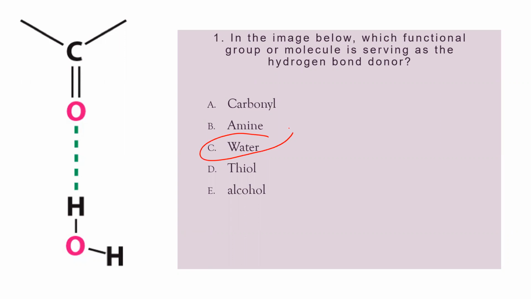This one's pretty easy, so I don't think I need to go over it in too much detail. The one that has the hydrogen is the hydrogen bond donor. The one that has the oxygen, the nitrogen, or the fluorine is the hydrogen bond acceptor. So if it doesn't have the hydrogen in that bond, then it is the acceptor. Any questions on that? Okay, let's get going.